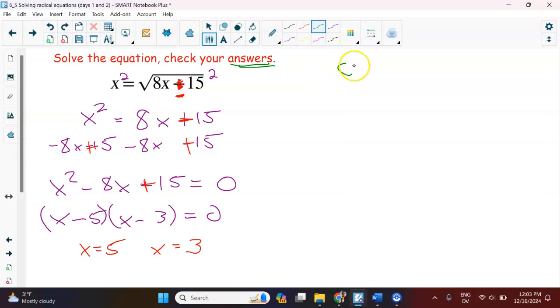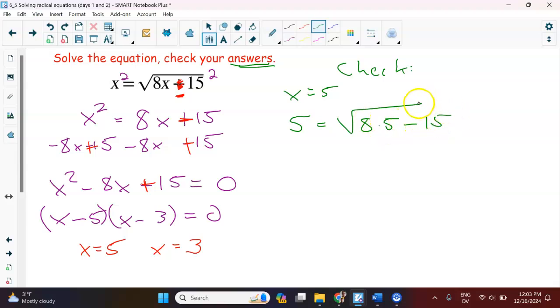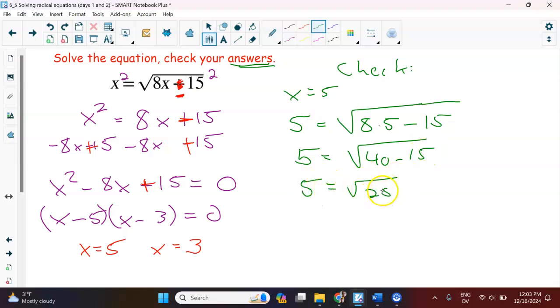So our check would look like, check them one at a time. So we'll check x equals 5 first. We would have, does 5, maybe I'll try to write it nice, does 5 equal the square root of 8 times 5 minus 15? Now that I got the minus in there, so we'd have, does 5 equal the square root of 40 minus 15? And it looks like it's working out because 5 does equal the square root of 25, so that checks out. So this is a good answer.